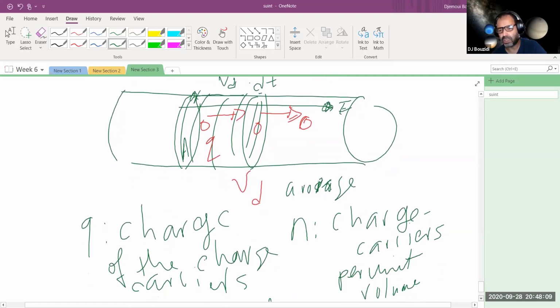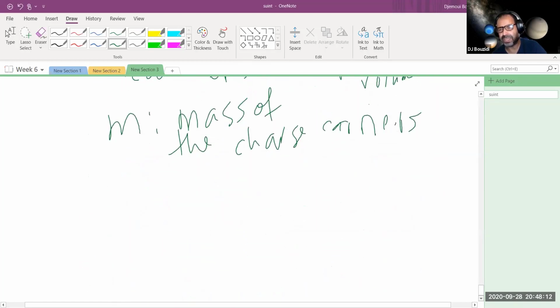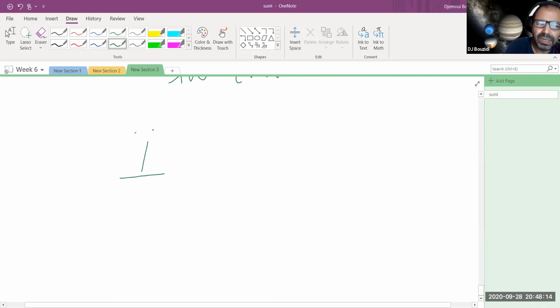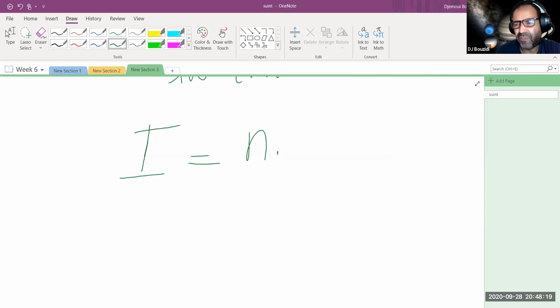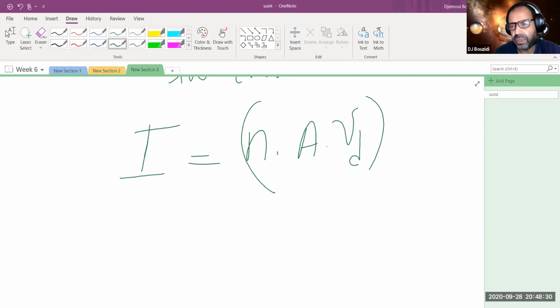So the current, to be more specific, is the number of charges per second. Remember I have N charges per unit volume, and the volume is area times length. The length is Vd times dt, or Vd per second. So this is the number of charges per second, times the charge of each and every one of them. Because if I have 1 billion, each one of them is carrying Q, so I have 1 billion Q coulombs, per second, because this whole event is happening per second.